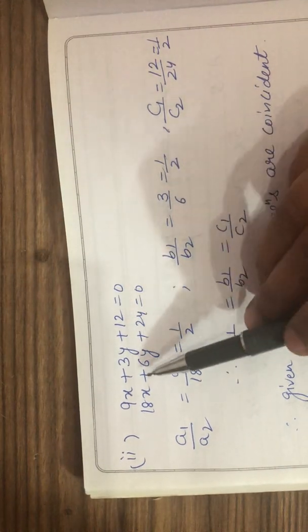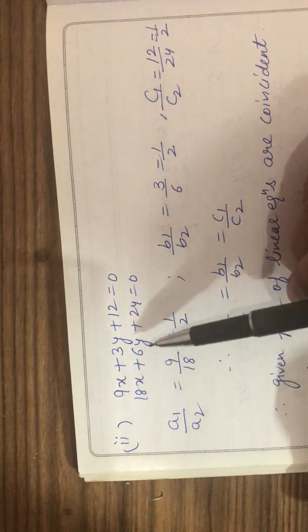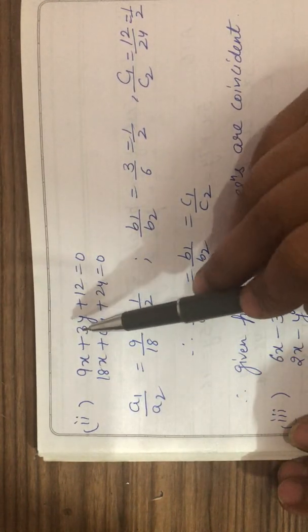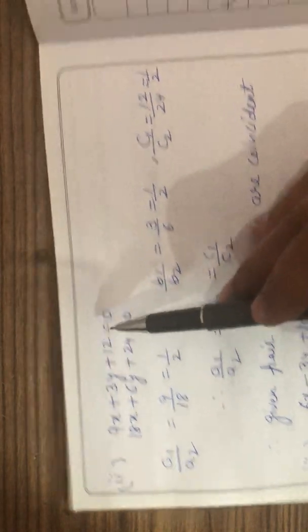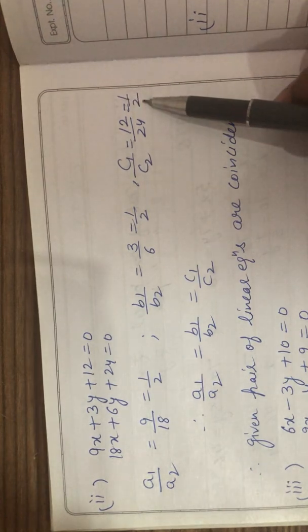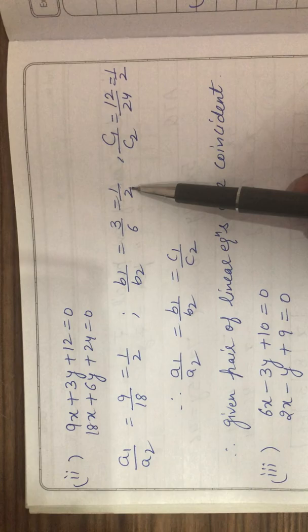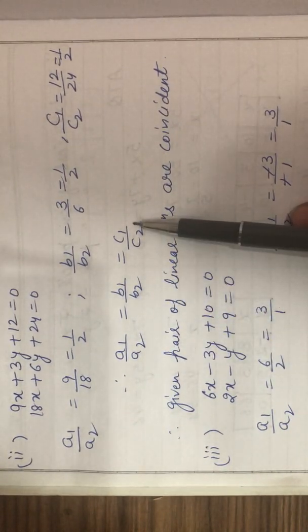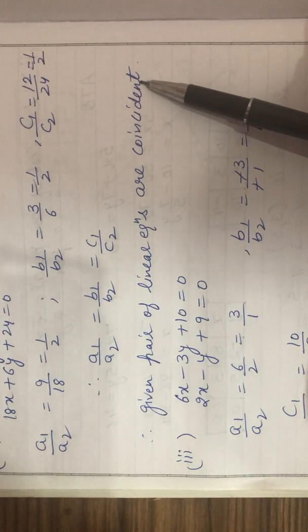Coming to the second part, in this pair of linear equations, you can see a1 upon a2 is 9 by 18, that is 1 by 2. b1 upon b2 is 3 by 6, that is 1 by 2, and c1 upon c2 is 12 by 24, that is also 1 upon 2 reduced to lowest form. So you can see a1 upon a2, b1 upon b2, c1 upon c2 are all equal, and when all the ratios are equal, it means the given pair of linear equations is coincident, right?